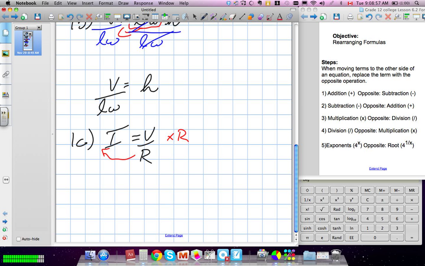Okay? When he multiplies both sides by R, these two R's are going to cancel each other out, and we're left with R times I is equal to V. But the question asks us to isolate for R. So I've got to take this one step farther. I now have to move my I to the other side of the equation. In order to do that, I need to divide both sides of this equation by I.